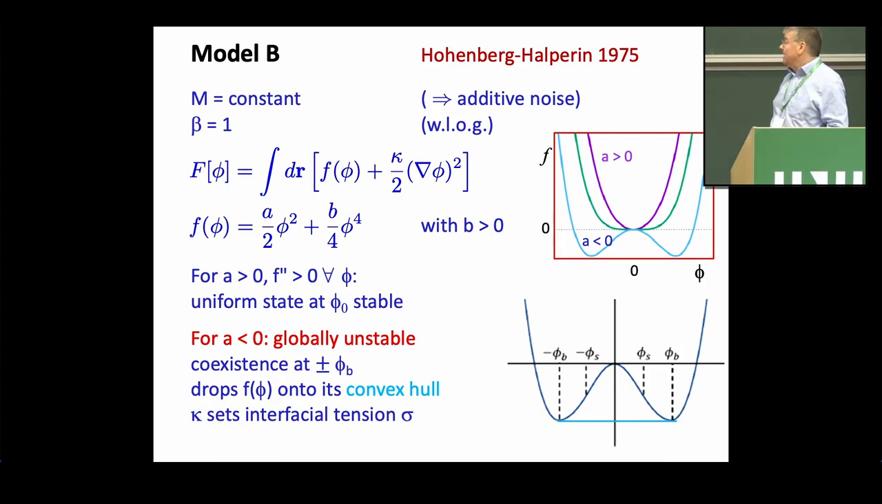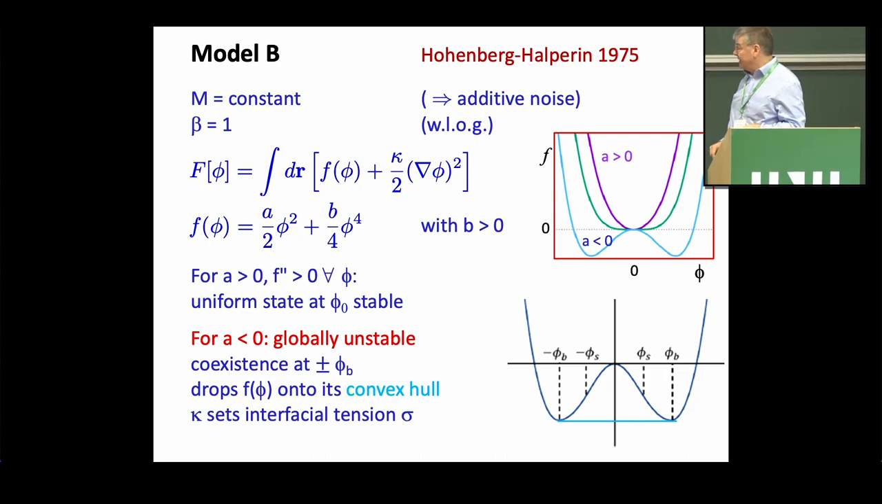So in the part of this curve between the two minima, there's a global minimum which consists of putting part of the system with phi equals minus phi b and part of the system with phi equals plus phi b. Phi b plus minus, these are called the binodal densities. And if I perform that phase split, so I just make some of one, some of the other, that's a phase separation. What it does is it drops the local part of the free energy onto the common tangent there. It's the same as finding the convex hull of this free energy function.